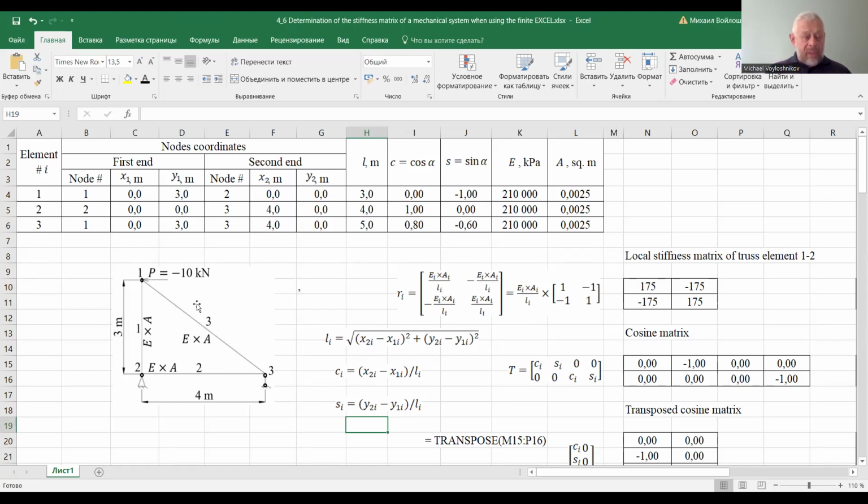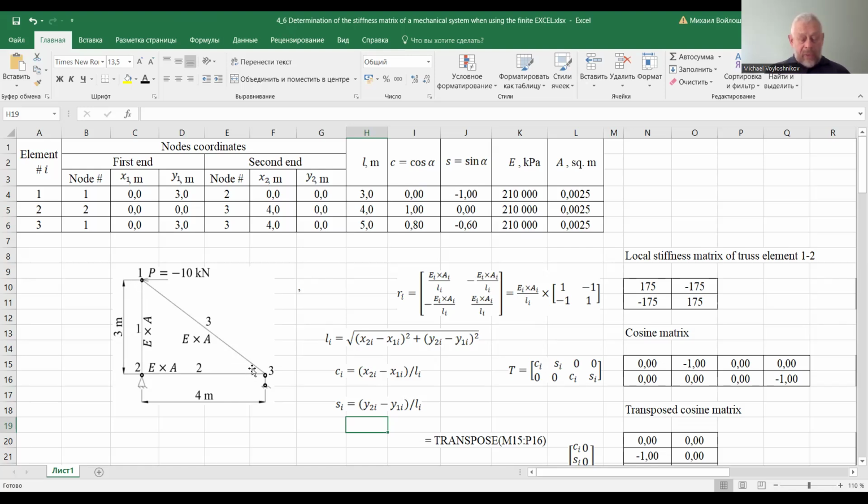For element number 3, 1 is the beginning, 3 is the end, so from the abscissa of the end we subtract the abscissa of the beginning. This is 4. 4 divided by the length of this finite element. The length we have is 5, so we have the cosine 0.8, the cosine of the angle of inclination of this finite element.